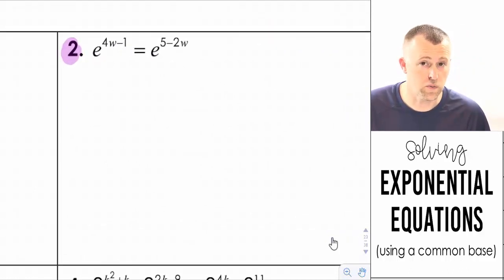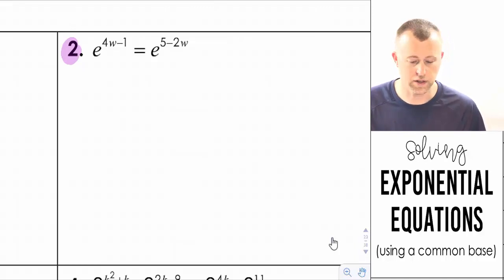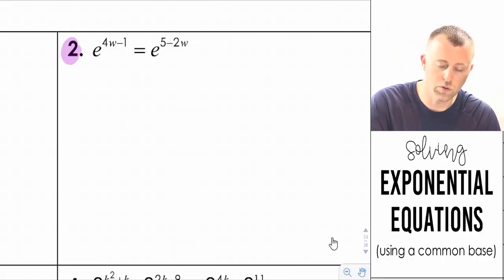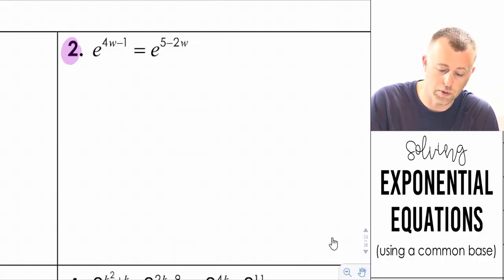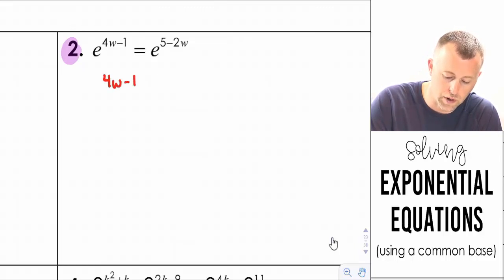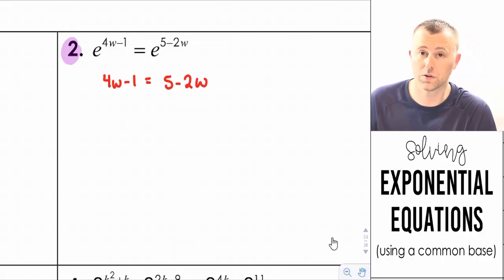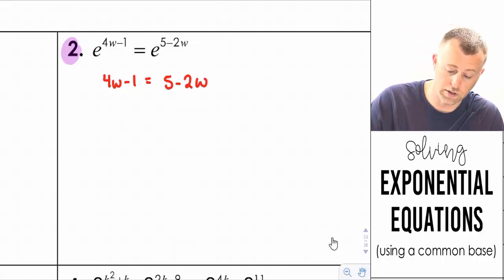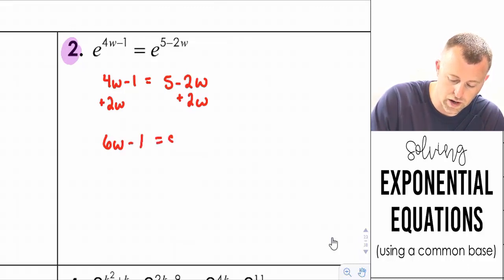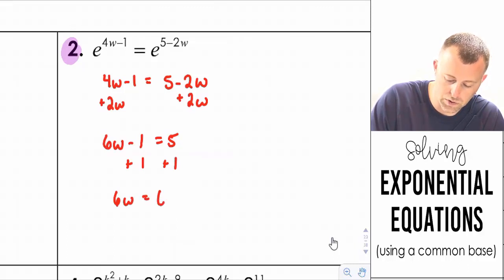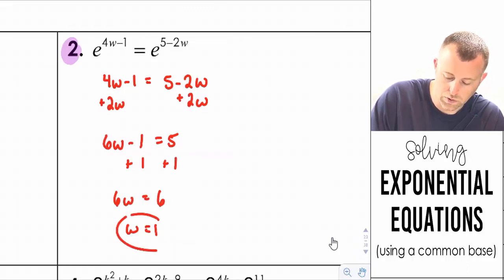So these first ones are fairly basic because the bases are already the same. So you'll see here I have 2 exponents, the base is both e. So that means I can use that one-to-one property, which states that 4w minus 1 equals 5 minus 2w. So I'm just going to go ahead and set those exponents equal and solve. So this is just a simple linear equation. So you add 2w to both sides. So that's 6w minus 1 equals 5. And I'll just keep going here. I add 1 to both sides. So 6w equals 6. And then w is equal to 1.